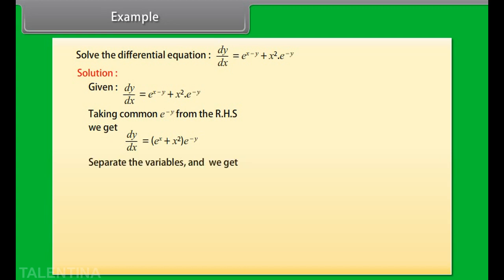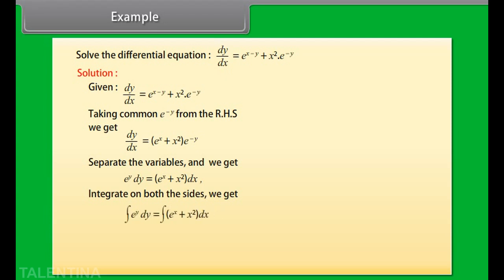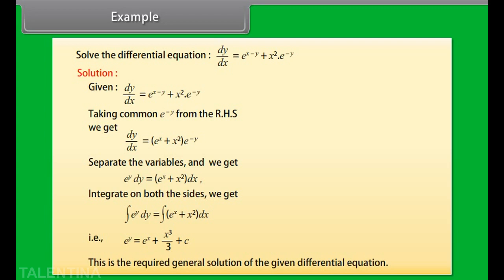Separate the variables and we get e raised to the power y dy equals (e raised to the power x plus x squared) dx. Integrate on both sides, we get integral of e raised to the power y with respect to y equals integral of (e raised to the power x plus x square) with respect to x. That is, e raised to the power y equals e raised to the power x plus x cubed by 3 plus c. This is the required general solution of the given differential equation.